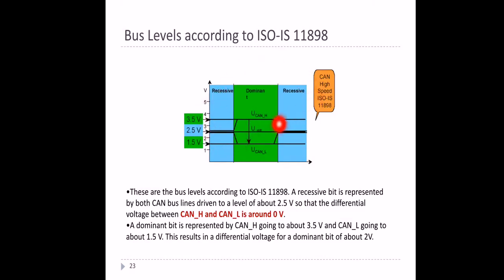You can just draw this graph. Initially it will start with the recessive bit, both CAN high and CAN low at the same level. Once the dominant bit comes, CAN high goes to 3.5 and CAN low goes to 1.5, so the differential voltage is 2 volt. This is how the 2 volt differential voltage between CAN high and CAN low is derived. Fine.